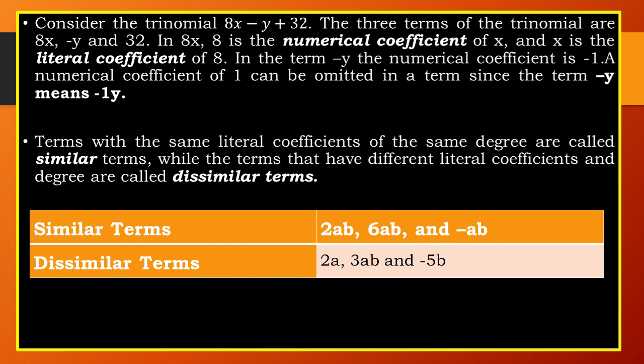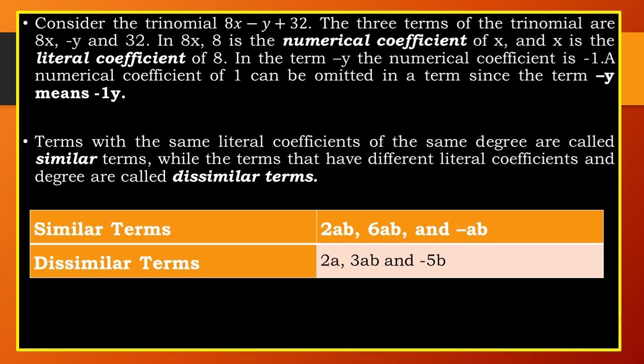Here is an example of similar terms. We have 2ab, 6ab, and negative ab. Never mind the constant, always take a look at the variable as well as the exponent of the variable. Example of dissimilar terms, we have 2a, 3ab, and negative 5b. As you can see, the difference between the similar terms and the dissimilar terms is that similar terms have the same variables and the exponents of the variables are the same.